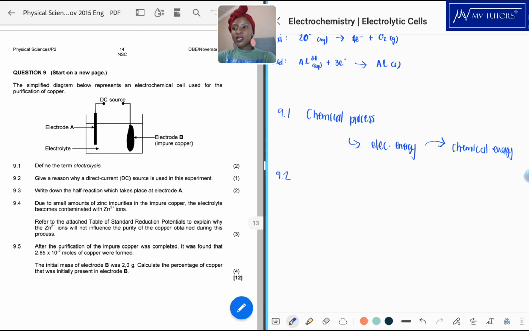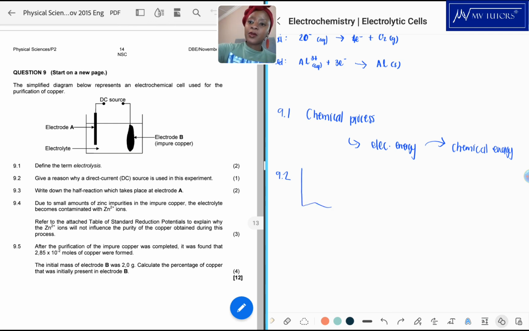And then 9.2, give a reason why a direct current source is used in this experiment. Because we require electrical energy, guys, you're gonna need a source and a DC current. Remember, direct current is stable. It's actually more stable than alternating current. So it would do something like this. Okay, let me try again.